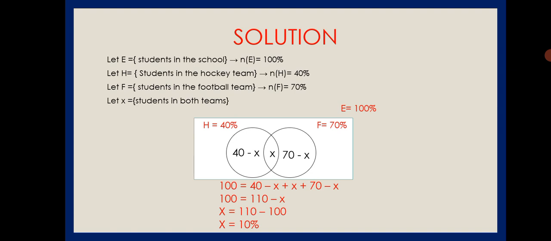Once again, 100 is equal to 40 minus X plus 70 minus X. 100 is equal to 110 minus X. X is equal to 110 minus 100. X is equal to 10%.